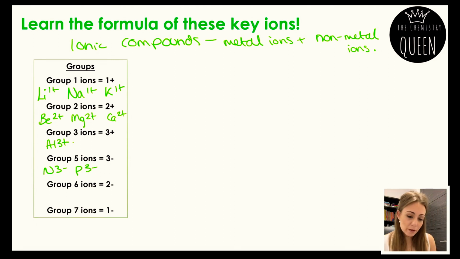Group 6 ions, they gain 2 electrons to form an ion, so they'll have a 2- charge. And group 7 ions will gain 1 electron when they react, so they will have a 1- charge.